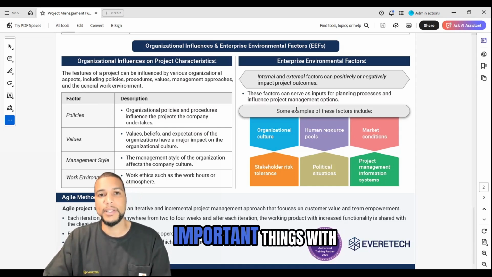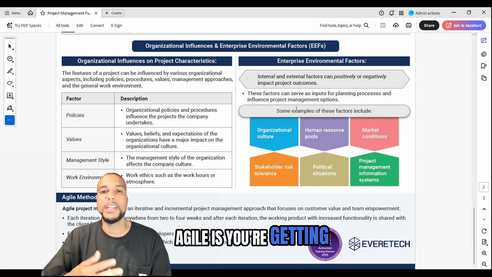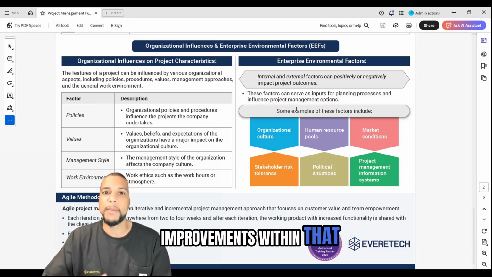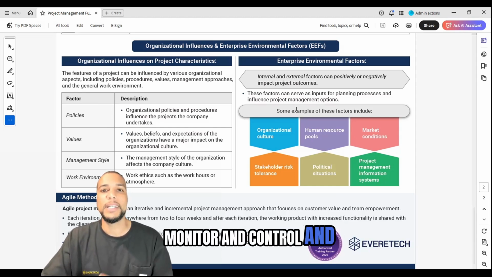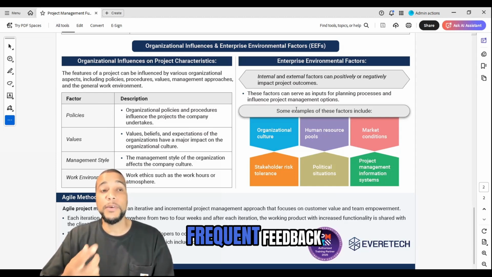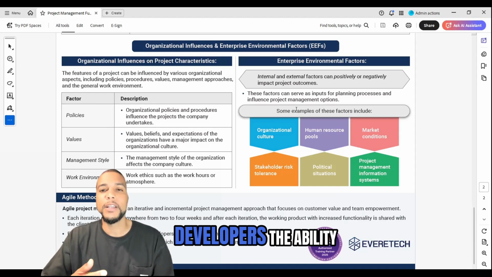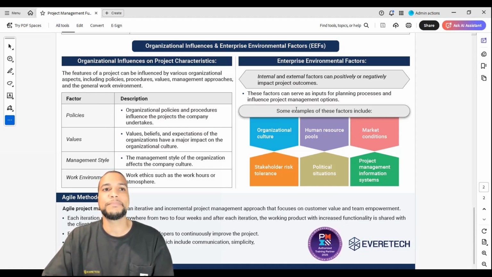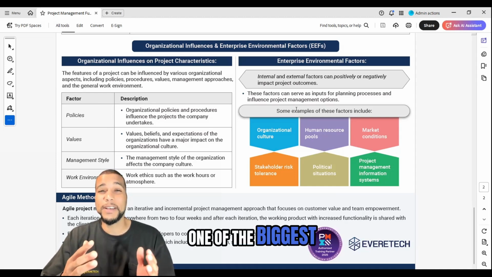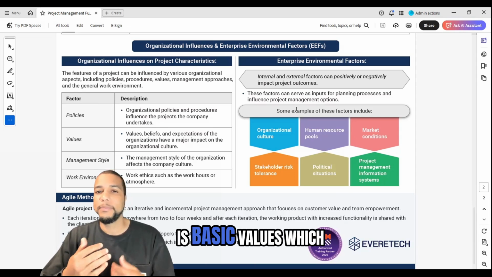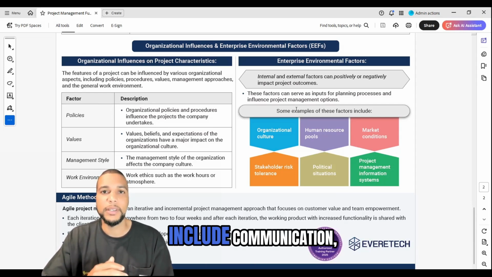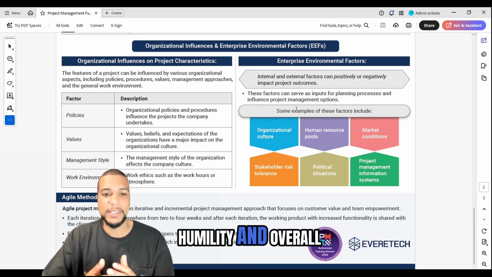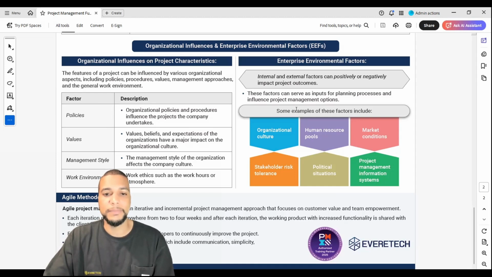That's one of the most important things with Agile, is you're getting client feedback more readily so you can make improvements within that monitor and control and the plan and execution phase. Frequent feedback sessions allow developers the ability to continuously improve the project. One of the biggest foundations within Agile is basic values, which include communication, simplicity, humility, and overall just agility.